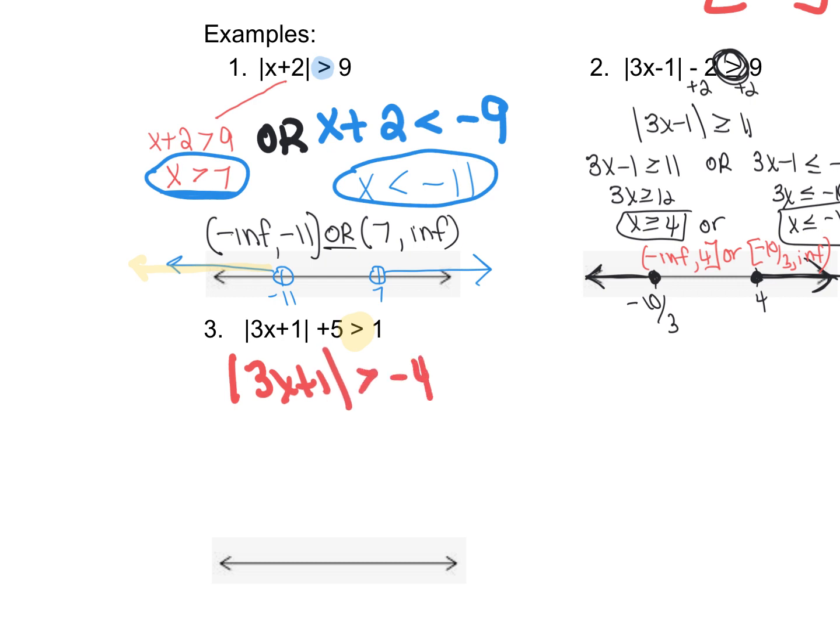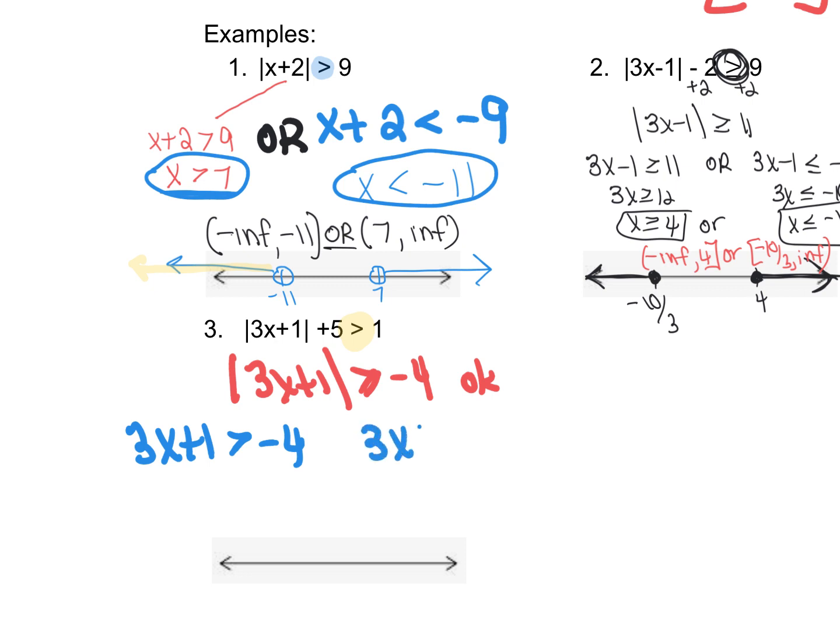Now, yesterday when we did equations, we said that an absolute value could not equal a negative number. However, if we think logically on our number line, there are a whole bunch of numbers that are greater than negative 4 that are positive. So in this case, when we have a greater than, it is okay to have a negative number. Okay, so we are going to write our inequalities just like we did before. We're going to have 3x plus 1 is greater than negative 4. We're just going to write it exactly the same.